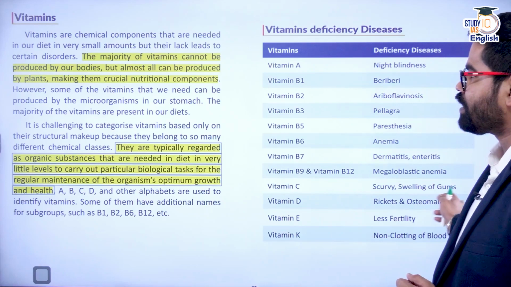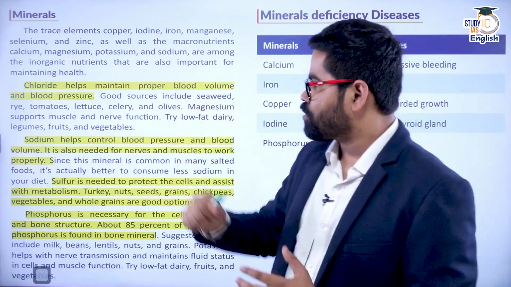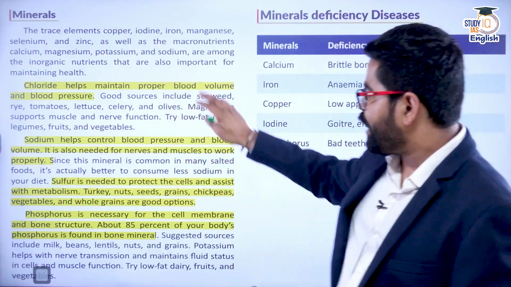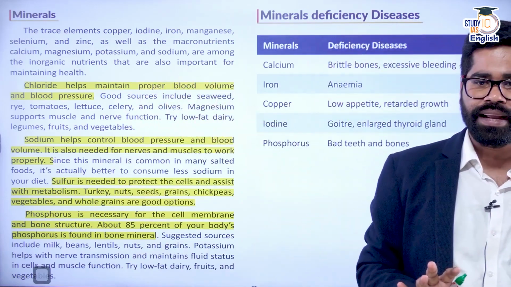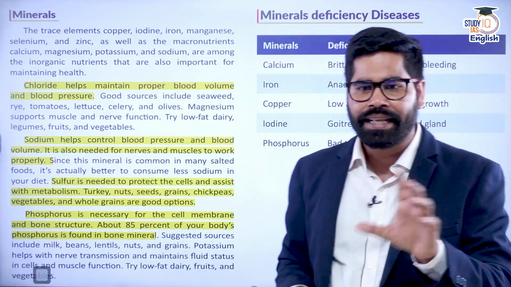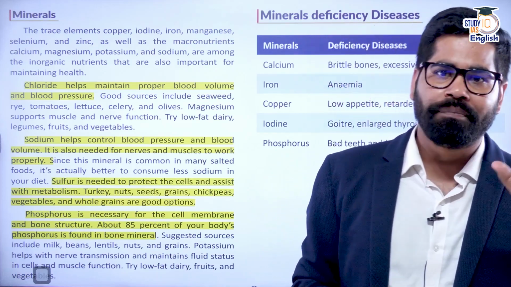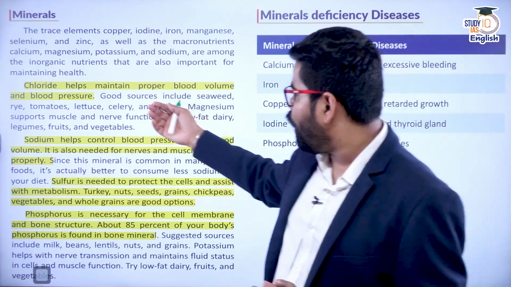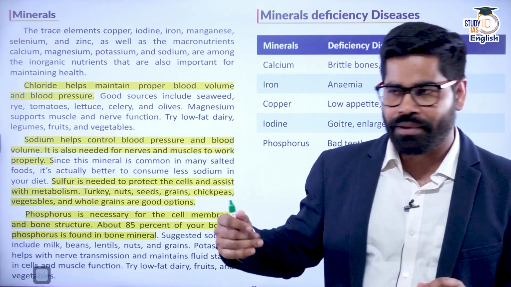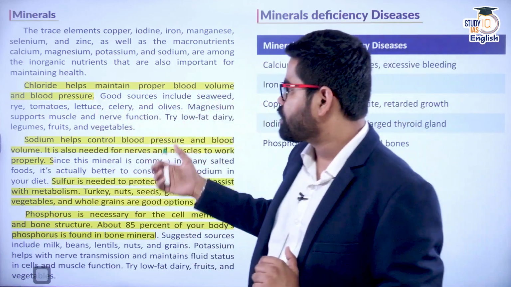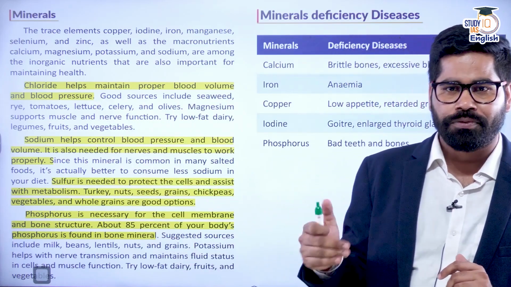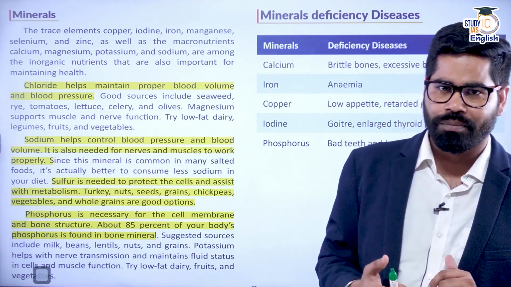Then there are certain minerals also, like chloride. It is helping in maintaining the proper blood volume and blood pressure. And how can we get them? You can see we have seaweeds, tomatoes, the olives. So they are responsible for providing this chloride in the body.